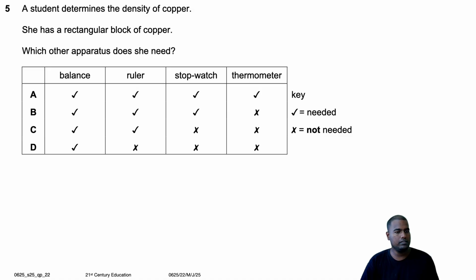A student determines the density of copper. She has a rectangular block of copper. Which other apparatus does she need? We know the density is mass by volume. So it's a rectangular block, so we can find volume using a ruler. So balance and ruler. We do not need a stopwatch. We do not need a thermometer. C.